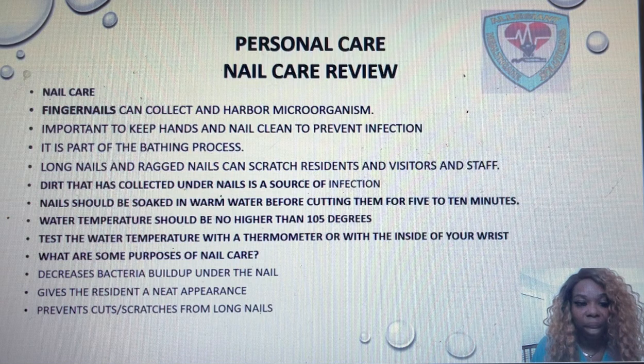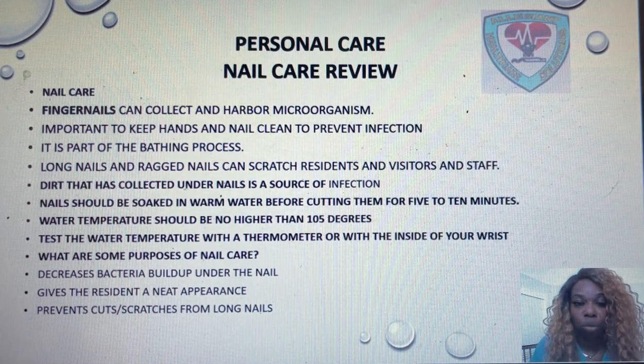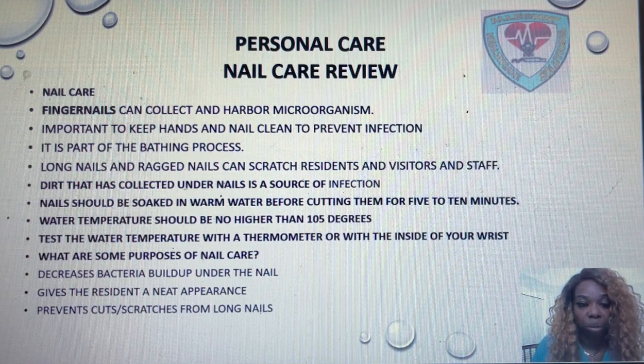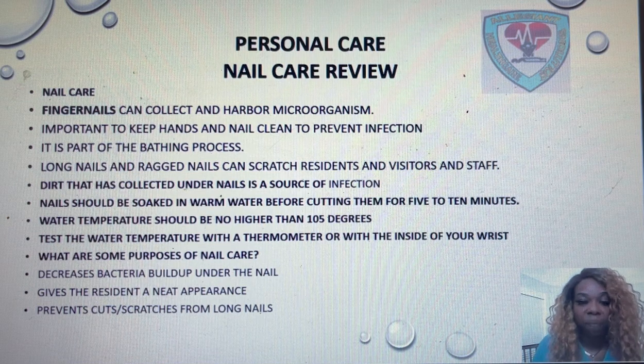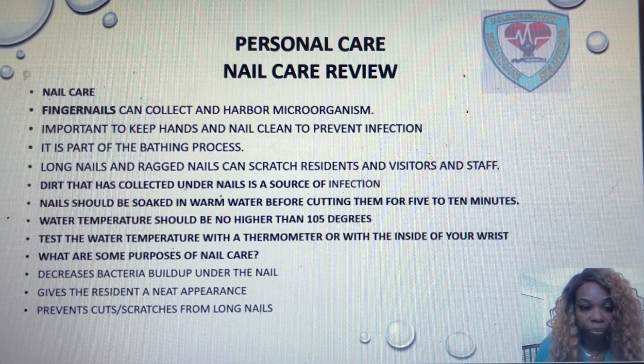You want to dry their hands, and you want to go ahead and clean the debris from underneath their nails. You will be using an orange stick. You'll use one end to clean the debris from underneath their nails, and the other end in order to push their cuticles back. You will also be filing the resident's nails according to their preferences.